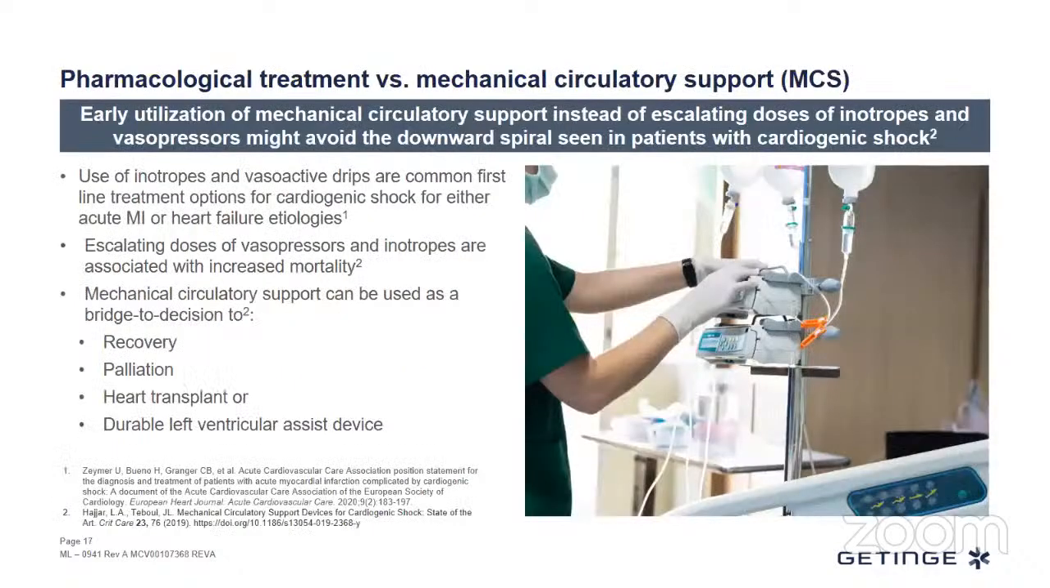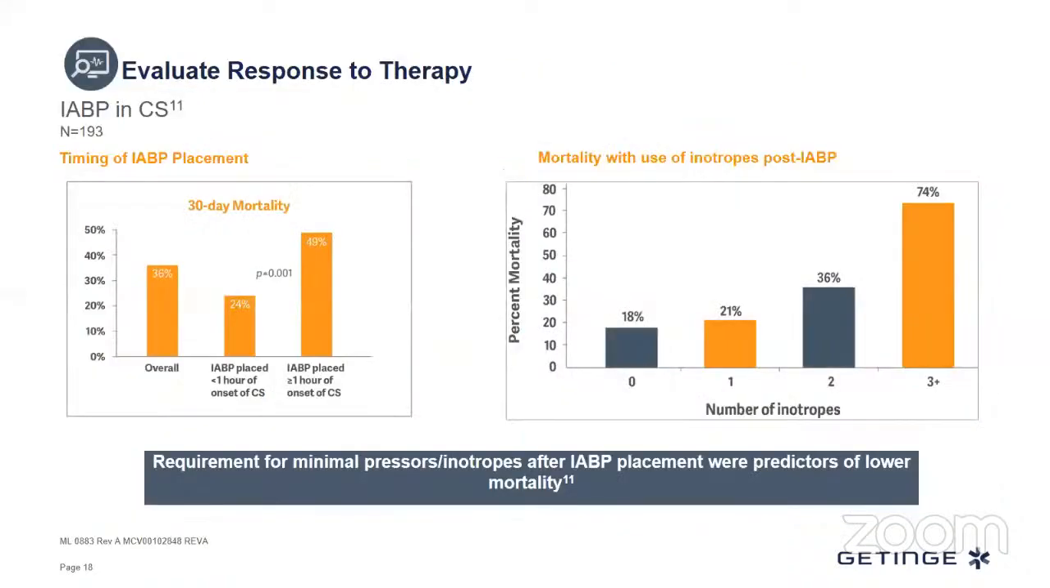The next study I'm looking at is the pharmacological treatment versus mechanical circulatory support. Okay, and they looked at mechanical support earlier instead of escalating doses of inotropes, and they found it might avoid downward spirals seen in patients with cardiogenic shock also. Then they further looked at the usefulness of balloon pumps, and the study was done in 2018.